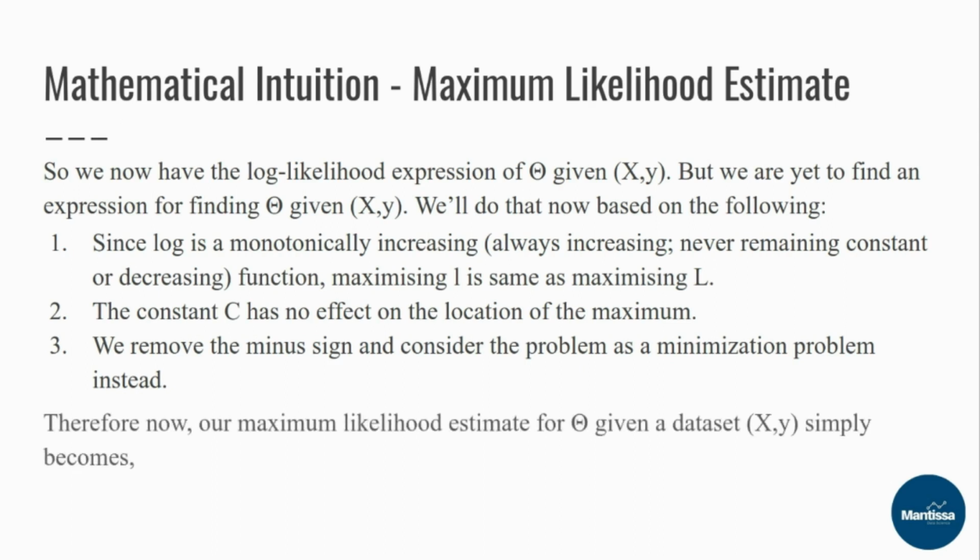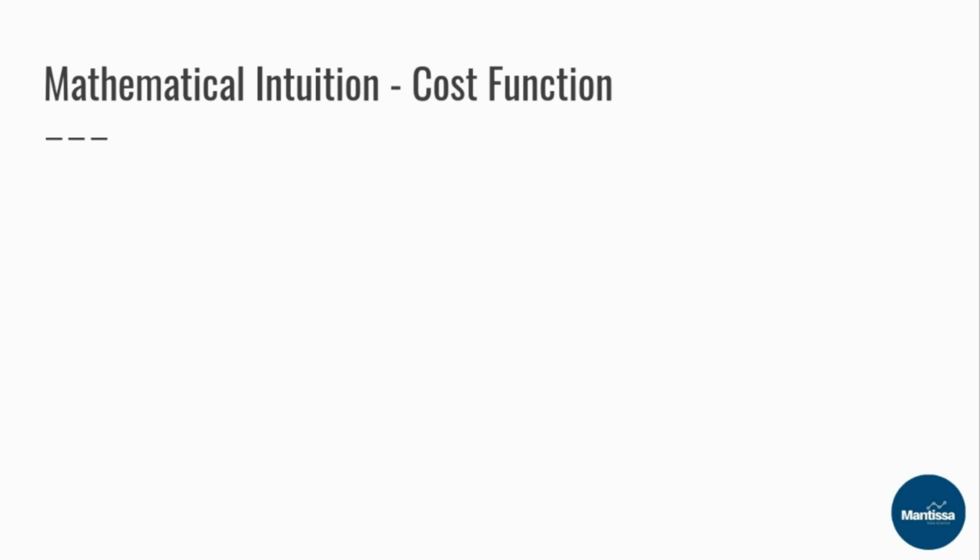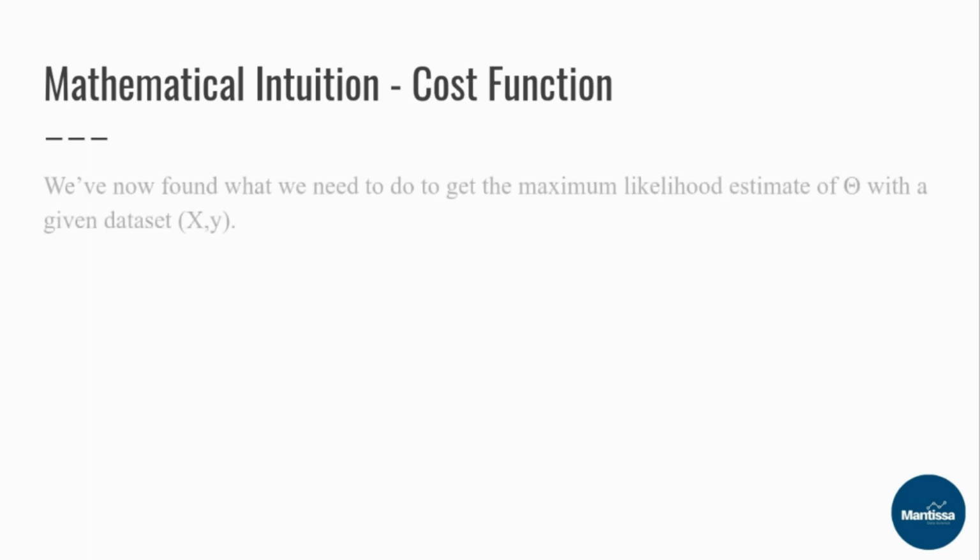Therefore now our maximum likelihood estimate for theta given a data set x comma y simply becomes theta is given by argmin over theta of norm of y minus x theta the whole square. And this is what we saw earlier in the important formula. This is the second important formula that we wanted to reach and we've reached. Okay. Now we're moving on to some more interesting stuff. We've now found what we need to do to get the maximum likelihood estimate of theta with a given data set x comma y.